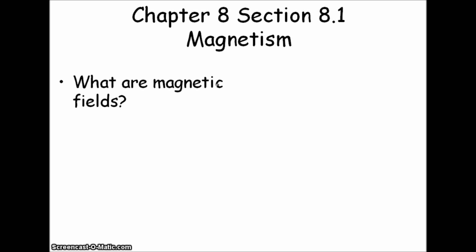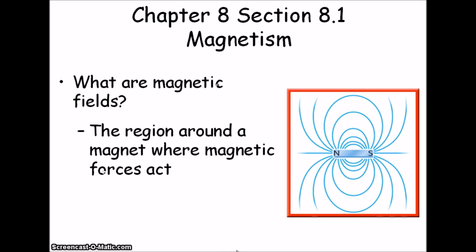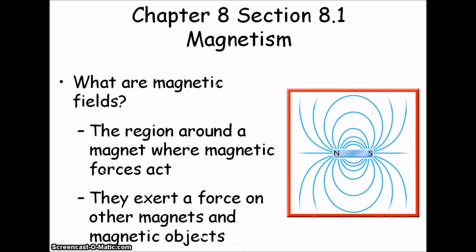So we're getting ready to start our chapter on magnetism. And the first thing that we're going to study is magnetic fields. And magnetic fields are the region around a magnet where the magnetic forces are acting. And they're going to exert a force on other magnets and magnetic objects.